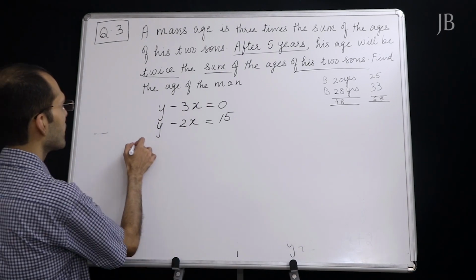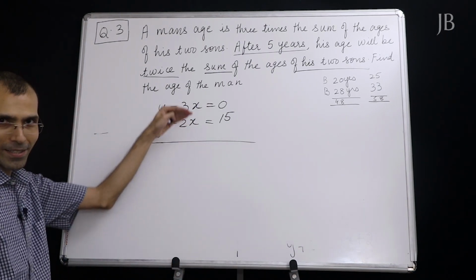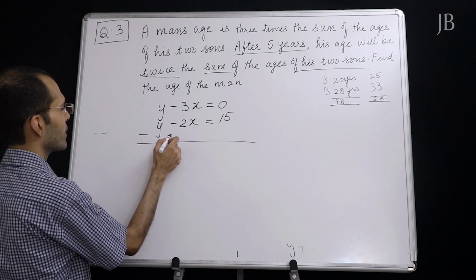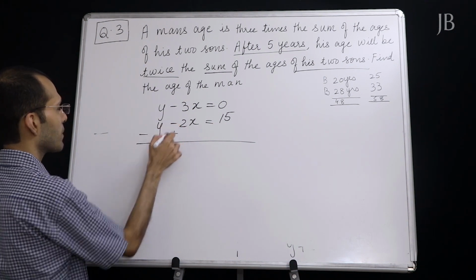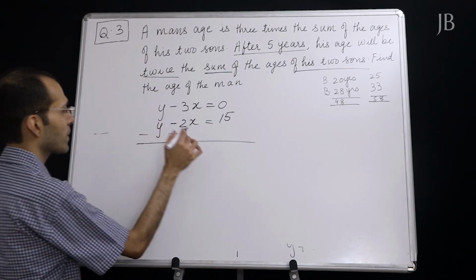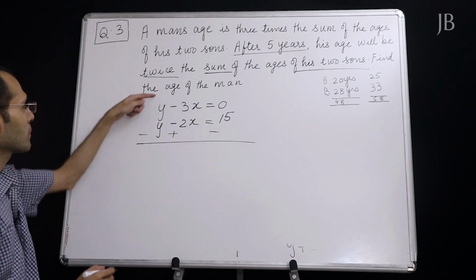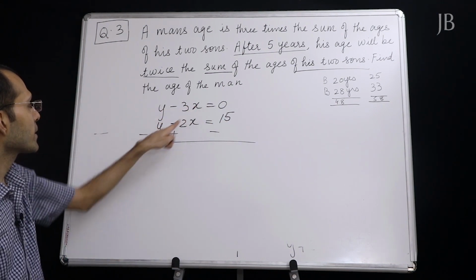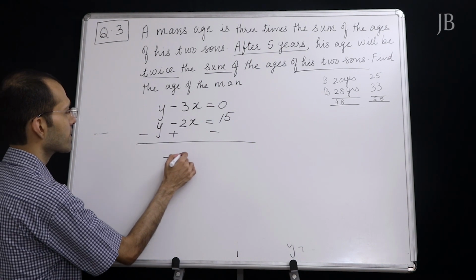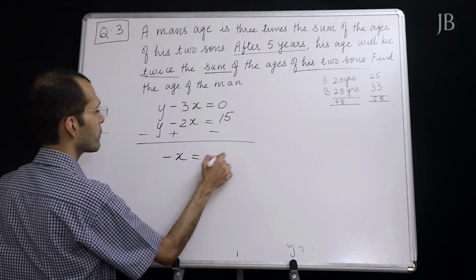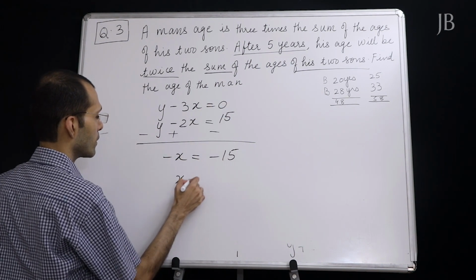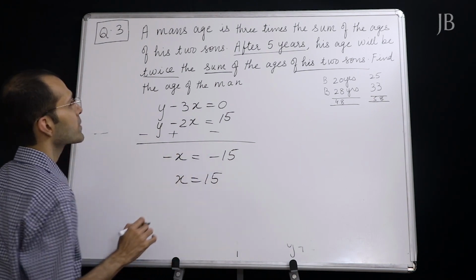Now what will work here best? Subtraction. So minus, here also I have to put minus, but minus into minus is plus, so we put plus. Here again minus, this will go away. Minus 3x plus 2x is minus x. Minus 0 minus 15 is minus 15. So x will be 15.